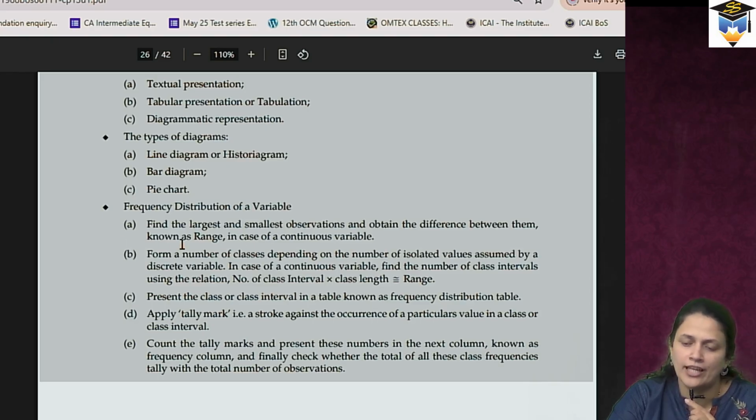We find out the range by subtracting the smallest observation from the largest. So largest observation minus smallest observation will give you range. Number of class intervals into class length is equal to range. All these things are done. Count the tally marks and represent these numbers in the next column known as the frequency column, and check the total number of frequencies.